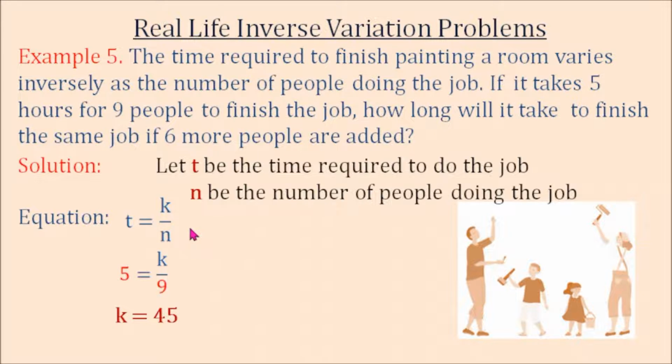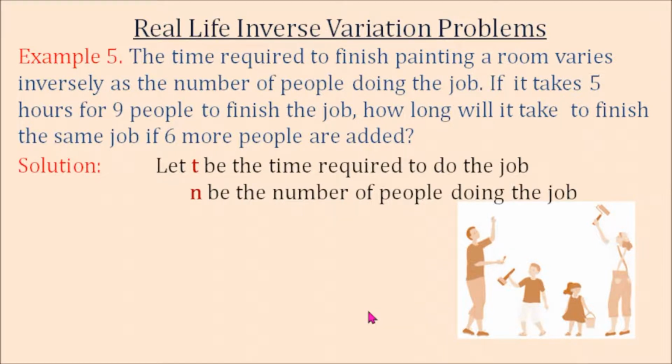Now going back to our original equation, we are going to substitute k with 45, and then we are going to find t when we add 6 more people. So meaning to say our n becomes 15. So that's t equals 45 over 15, and that's 3 hours. So it means that if 9 people do the job, they will finish the job in 5 hours. But if 15 people are doing the job, it only takes them 3 hours.